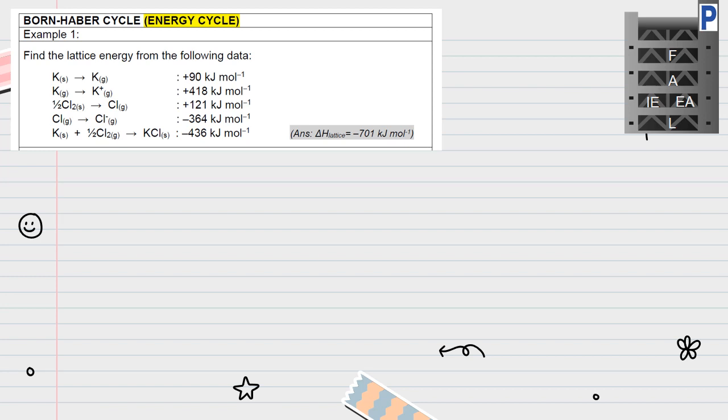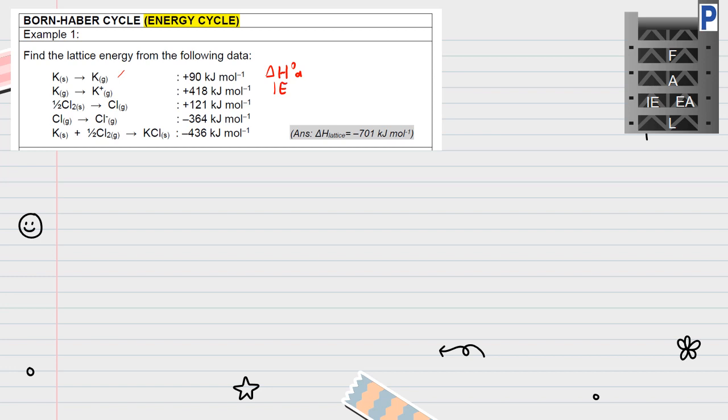Contoh daripada yang ini, daripada solid kepada gas. So, K solid kepada K gas. So, this one, kita tahulah ini enthalpy of atomization. Okay, untuk metal K lah. So, daripada K gas kepada K plus. Okay, gases ion daripada gases atom jadi gases ion. So, this one adalah ionization energy of K.